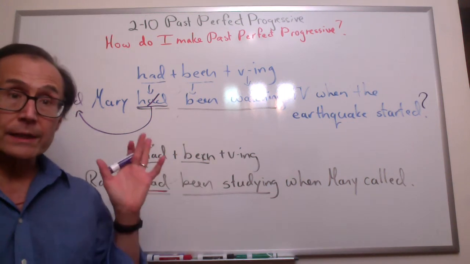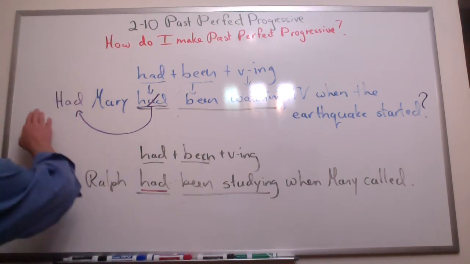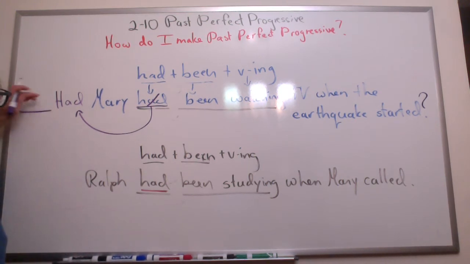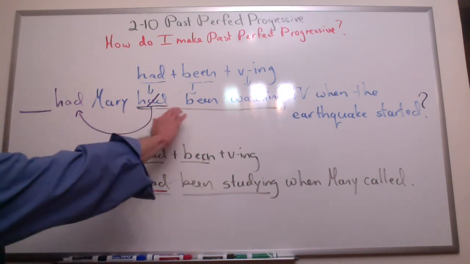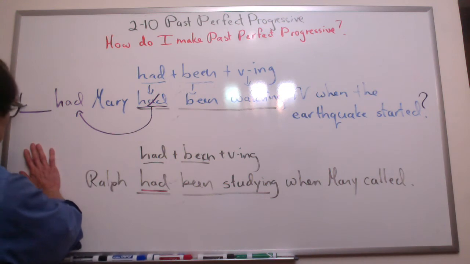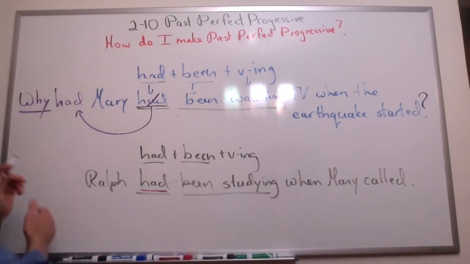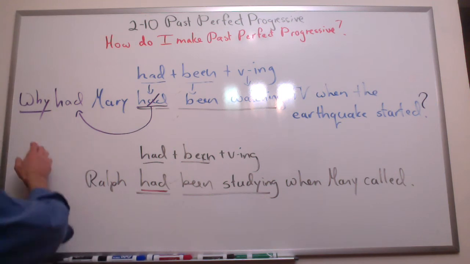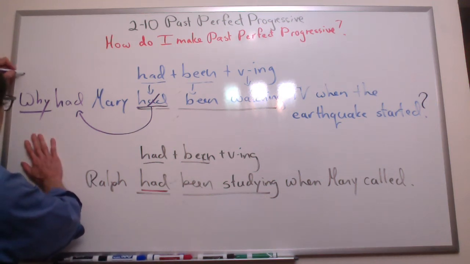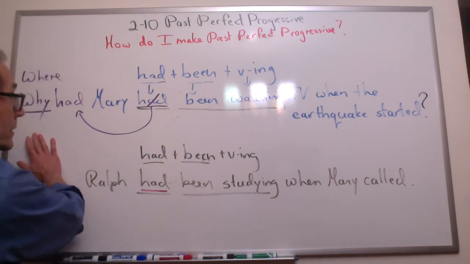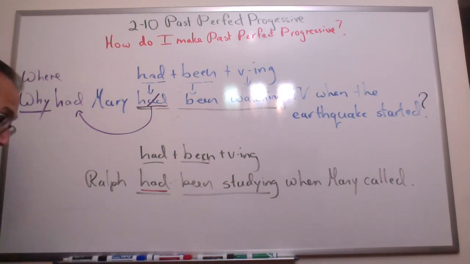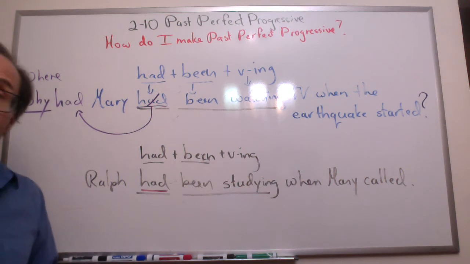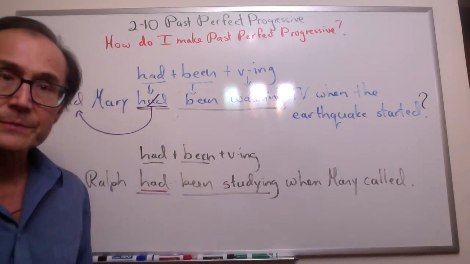If I want to ask a different kind of question, then I can put a question word here in front. So for example, if I want to know the reason that Mary was watching TV, I could say why had Mary been watching TV when the earthquake started? Or if I wanted to know the place, I could say where had Mary been watching TV when the earthquake started? Okay, so if I want to make a different kind of question, I can put the question word in front.